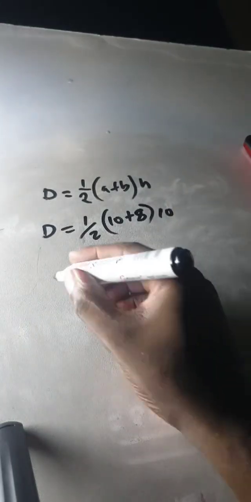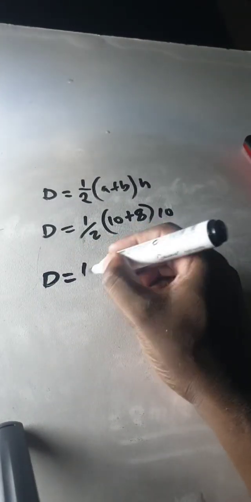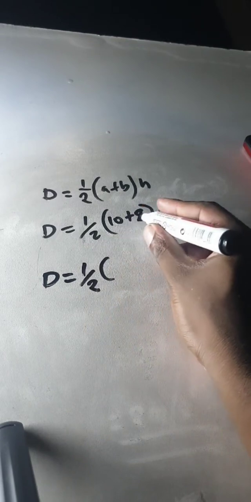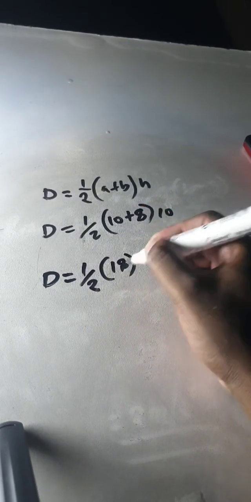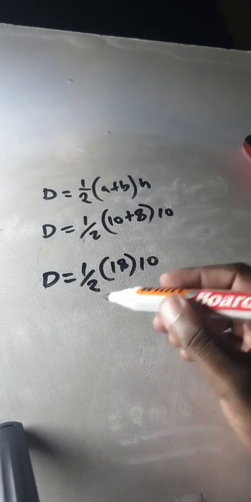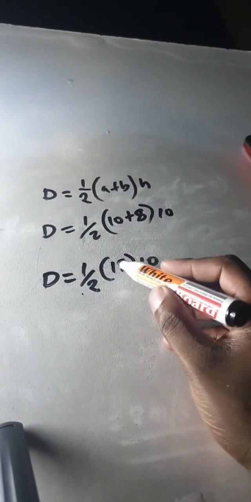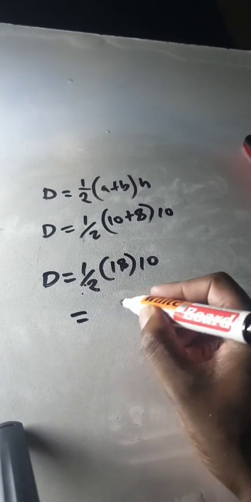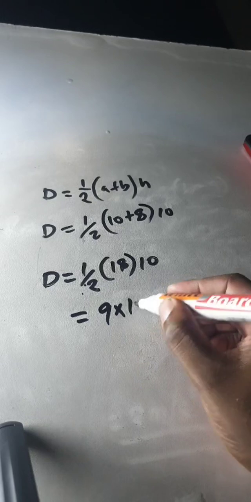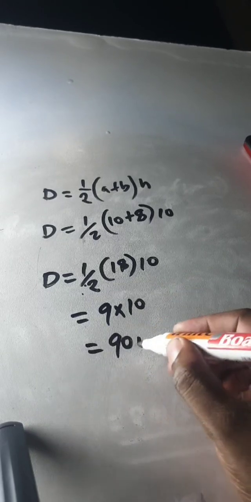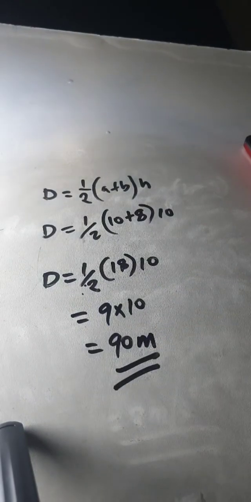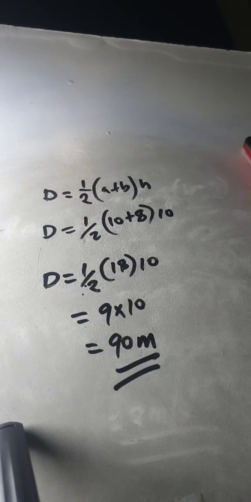So now distance is equal to half times (10 plus 8), it's 18, multiplying by 10. Half times 18 is 9. So we have 9 times 10, which will give us 90 meters. 90 meters is our answer. So the distance traveled in the first 10 seconds is 90 meters.